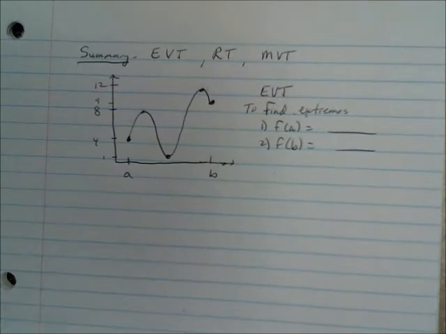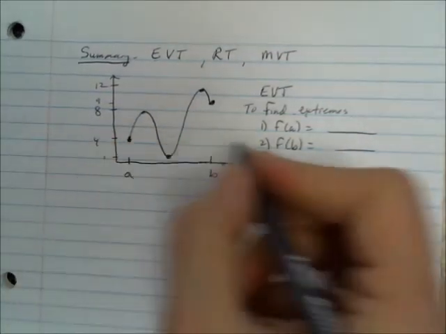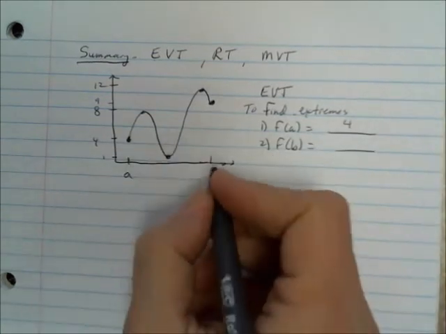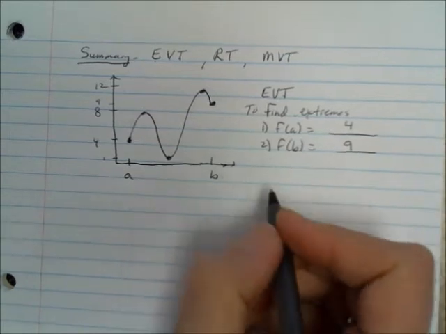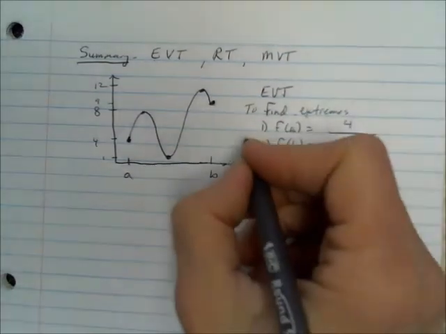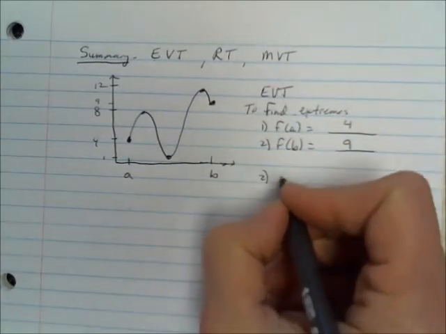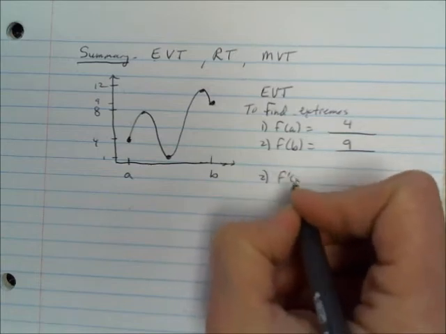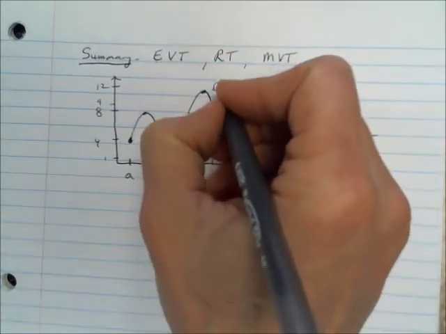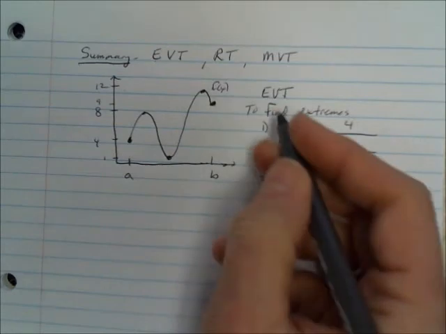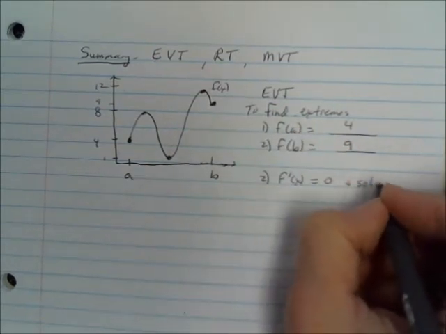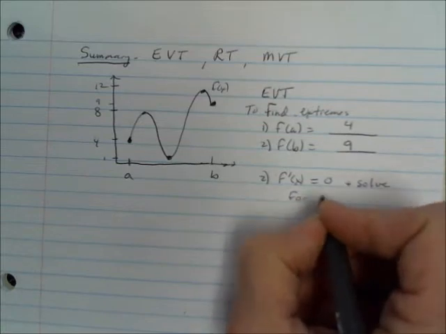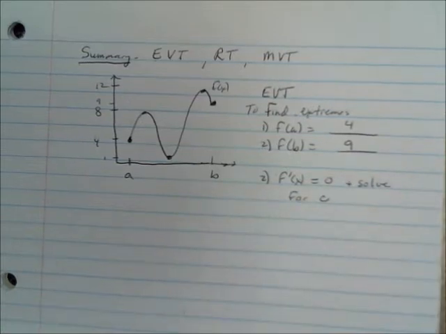These are just random y values that I've guessed. All right, so we find f of A and f of B. Well, f of A in this picture is equal to 4. F of B in this picture is equal to 9. And that's the first job. The second job is we have to find f prime of x. This is f of x. We find the derivative of it, set it equal to 0, and solve for c. And there might be more than one c value.